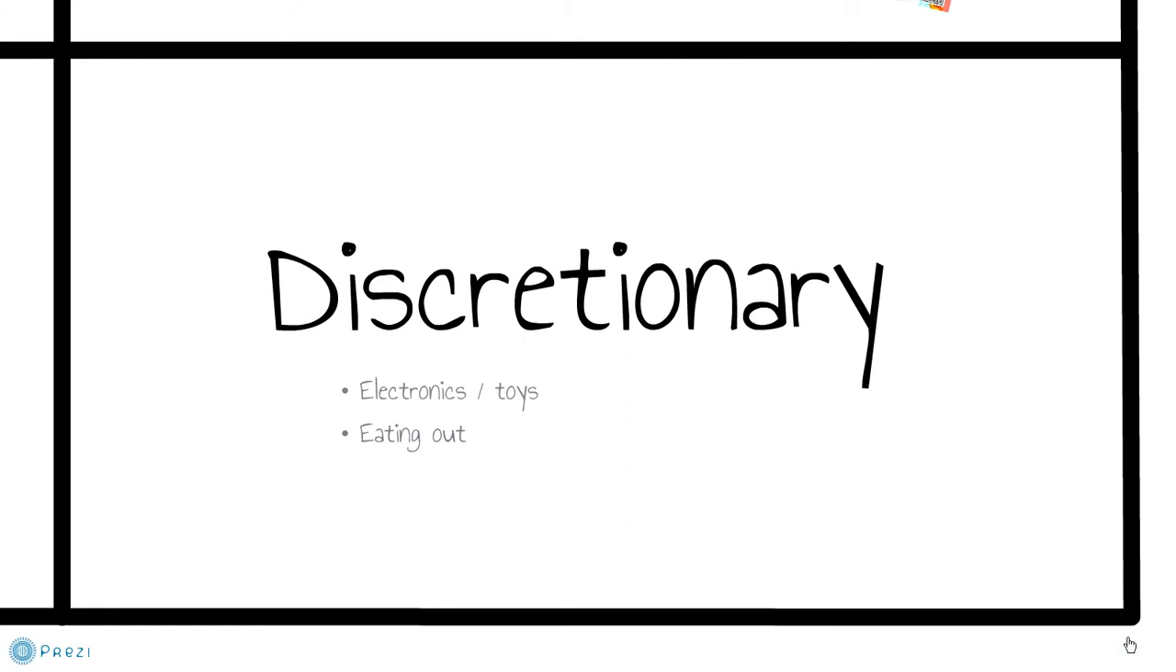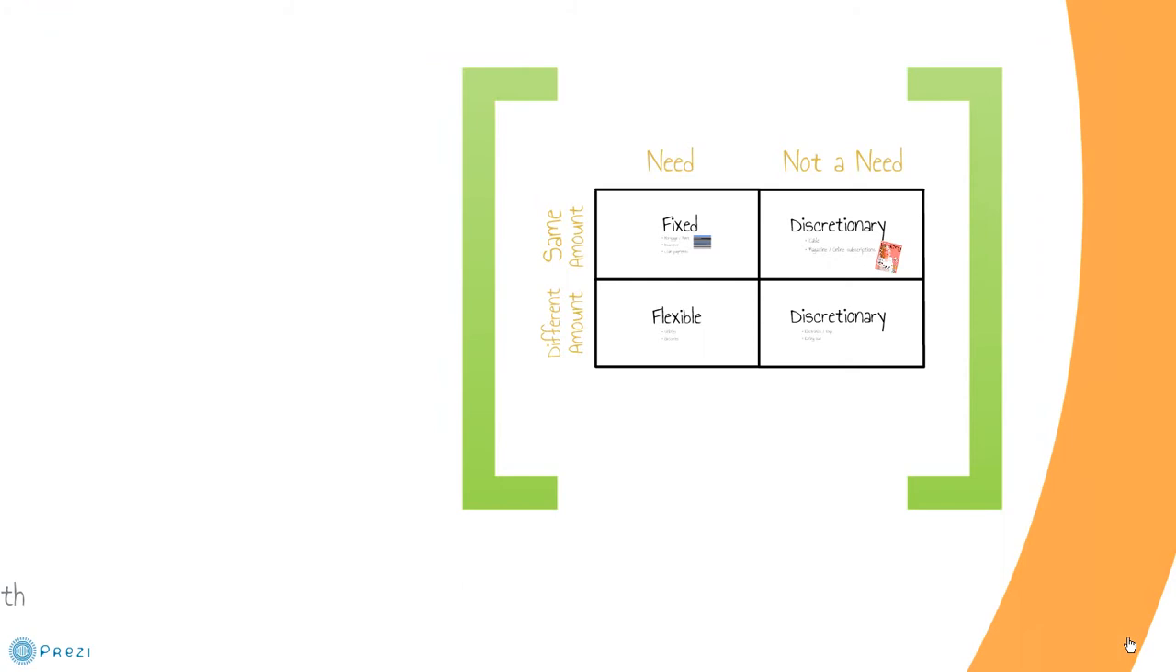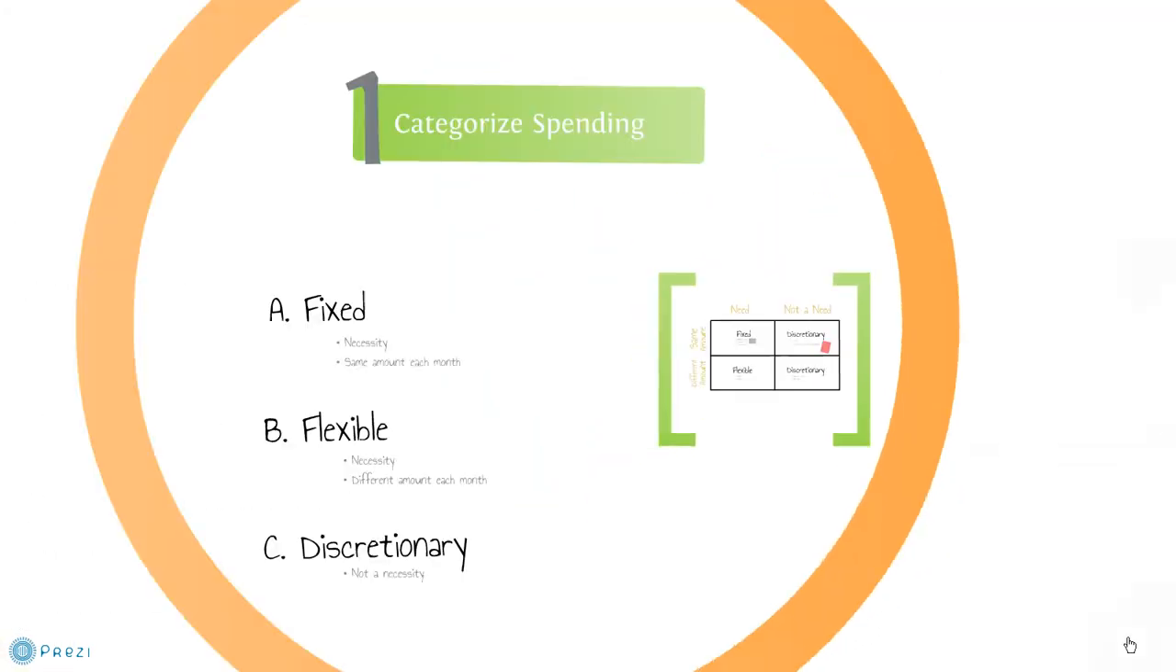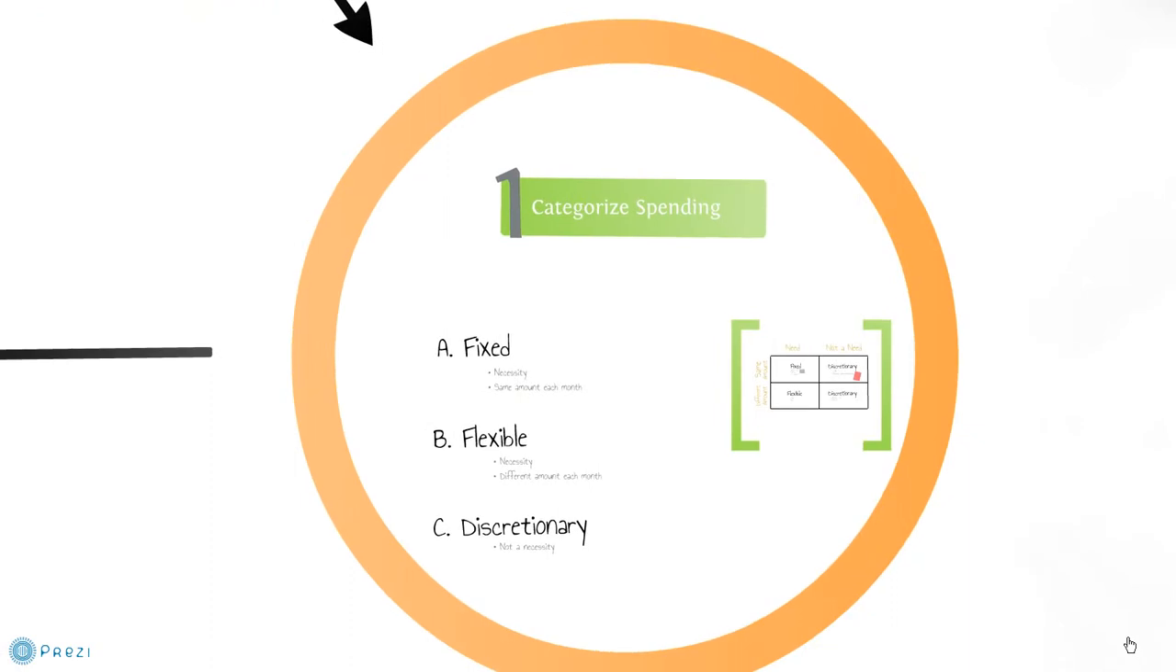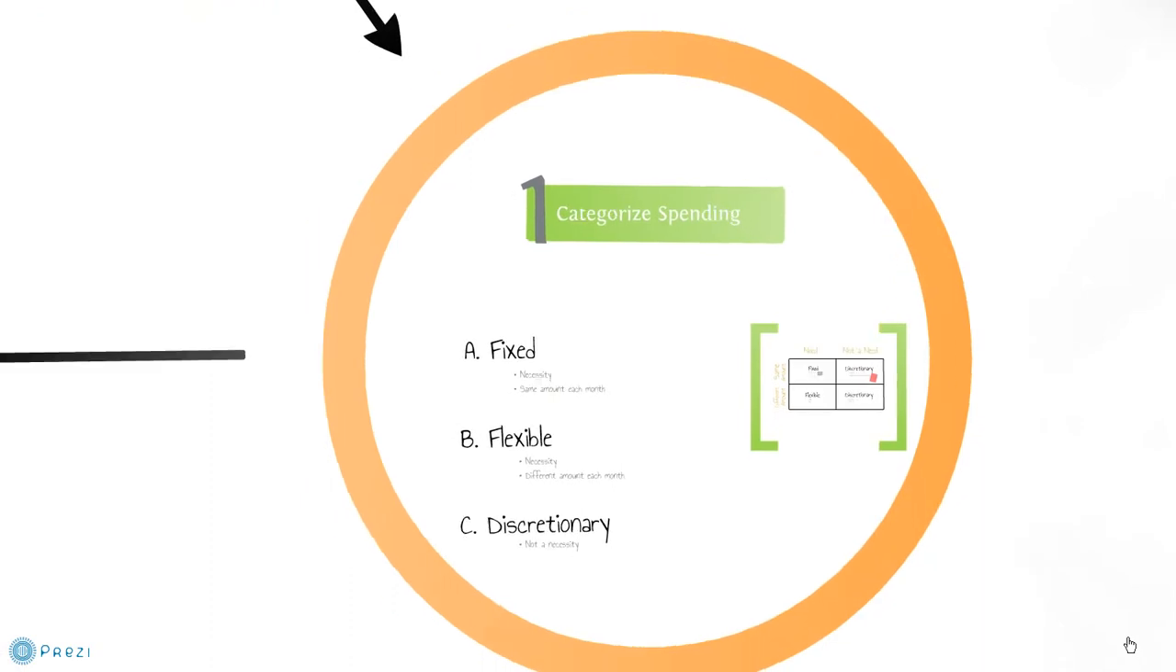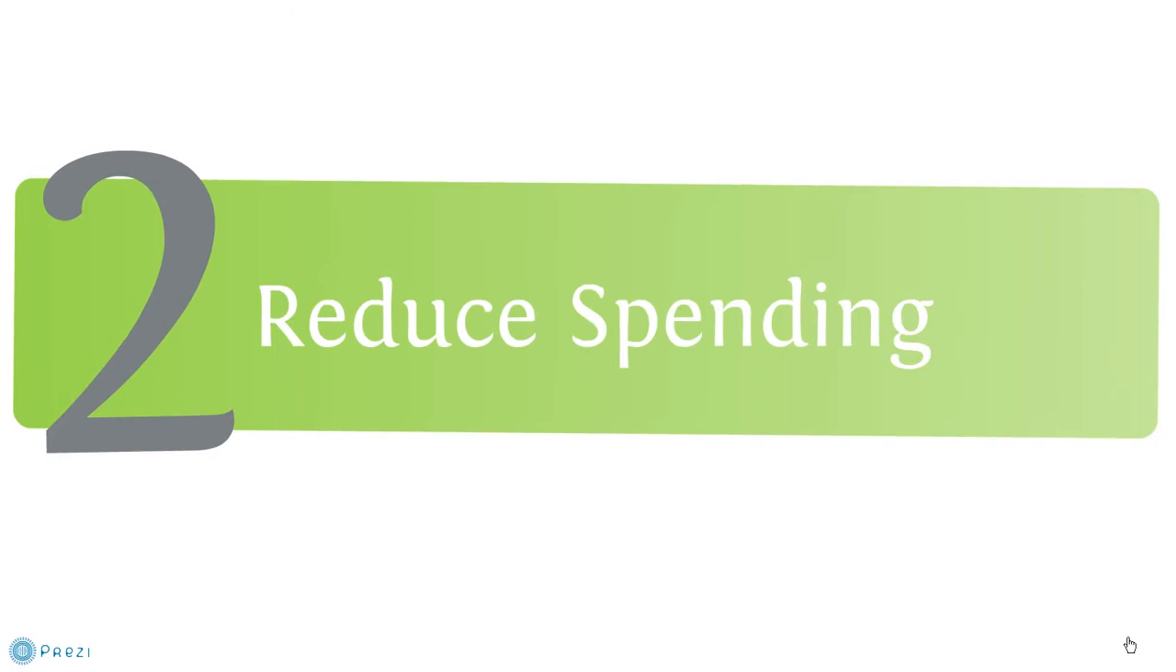It's easy to get in trouble financially if we begin to treat things in the not a need column as though they were in the need column. Be sure to recognize what's a genuine need and what's really just a discretionary want. So now that we know how to divide our expenses, let's talk about the next step in the process: reducing. There are several strategies that help reduce the amount of money we're spending each month.